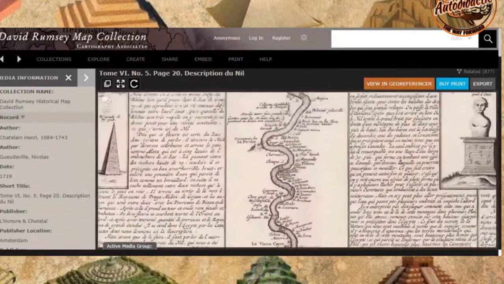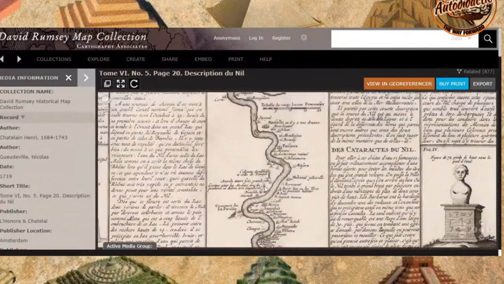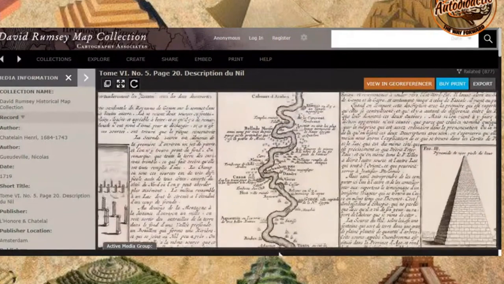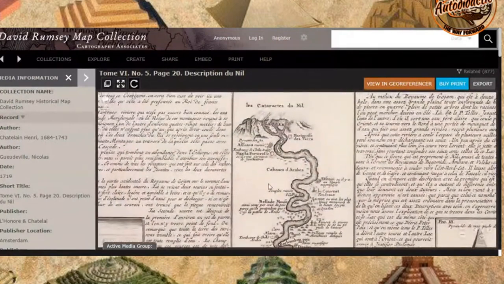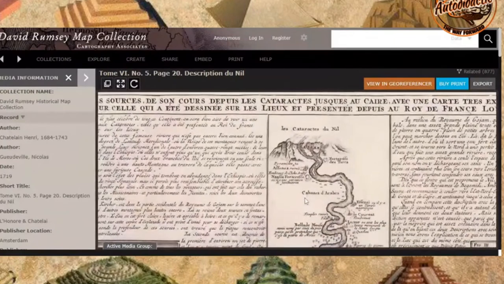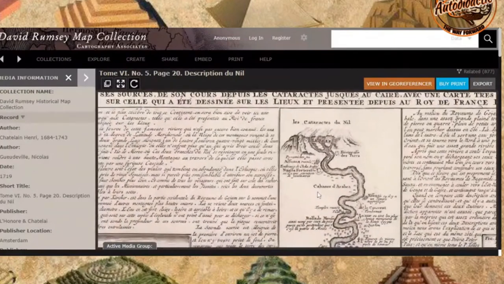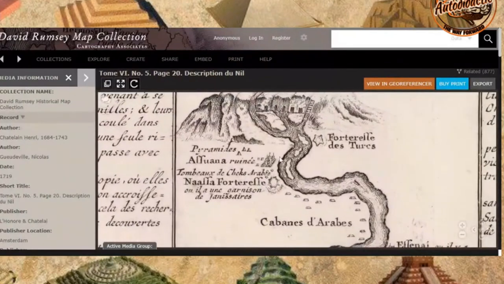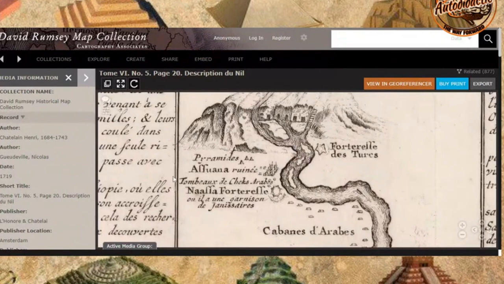So, Bernie, my beautiful man, if you could scroll to the top of this little Nile description and zoom in for us, you will notice... Right up here, yeah, zoom in there on the waterfall for us. You'll see the fortress of the Turks. You'll also see Pyramidus on the left. You'll also see the ruins of Aswana. So the ruins of Thebes that they told us those were the ruins of Thebes.